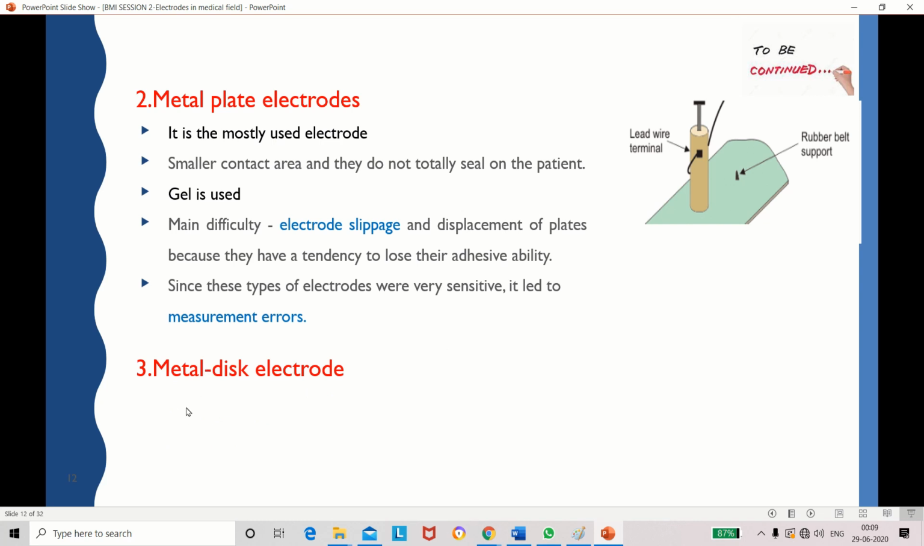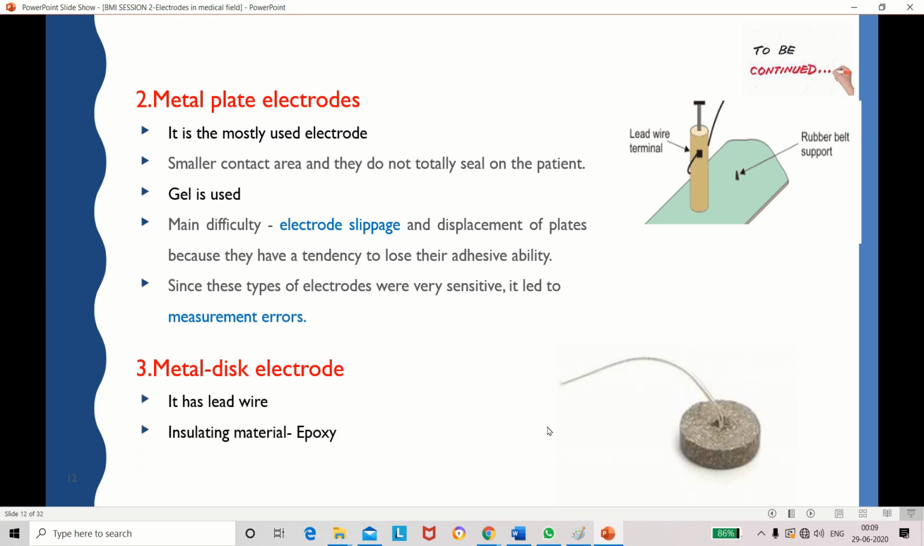Okay, so now we are moving to the metal disc electrode. This electrode is in the form of a disc shape. See this figure? This is the metal disc electrode. Here the lead wire is connected. The insulating material used here is epoxy material.